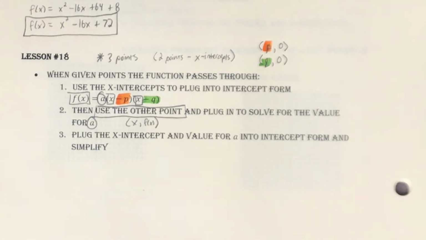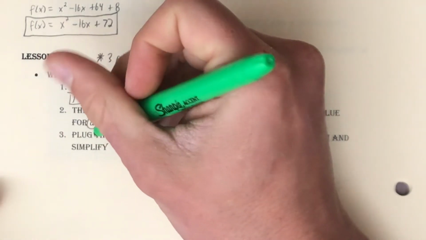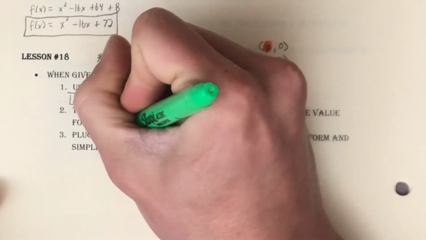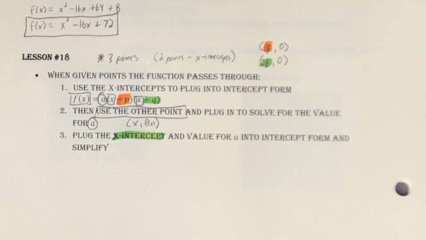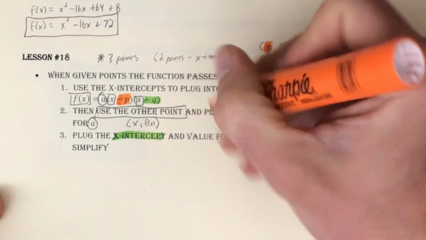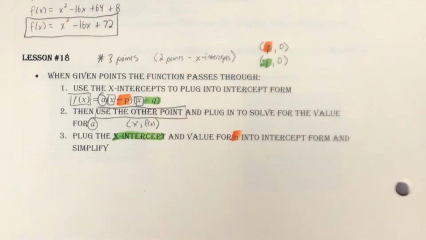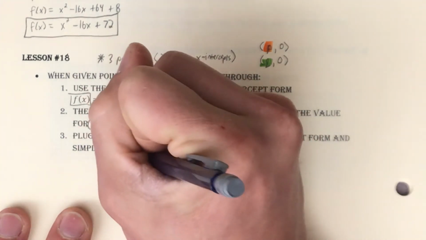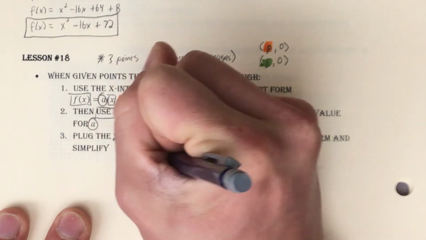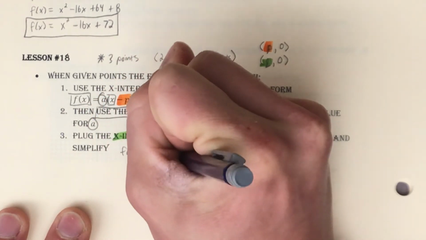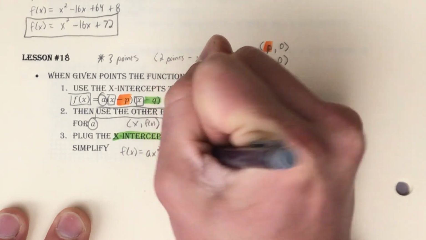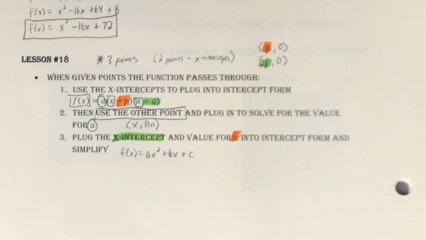Then we're going to take the information we have, and we're going to plug the x-intercepts back in to intercept form. And then we're also going to plug the a value back in, and we're going to simplify that down. So our goal when we simplify it down is, again, to get it into quadratic form, which is f of x equals a x squared plus bx plus c. So that's where we're trying to end up.